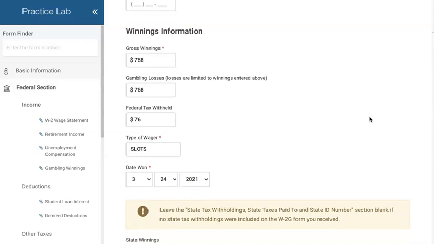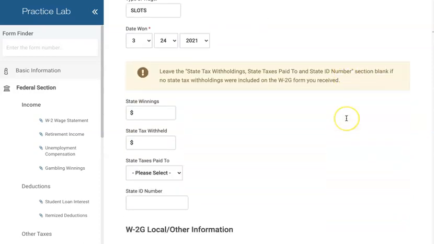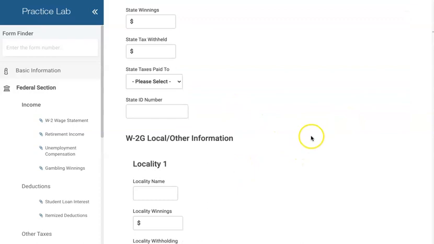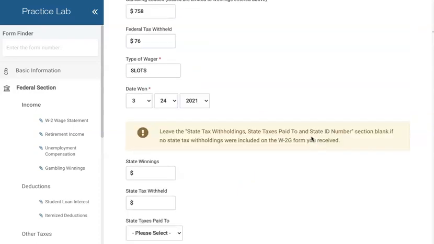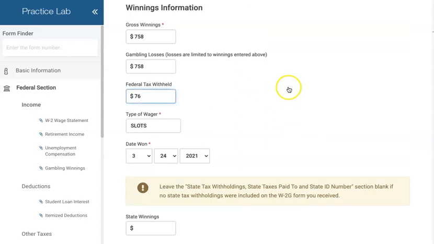Federal tax withheld, that's very easy to miss, so don't miss it. Type of slots. There's a lot of other information here. The state information is not needed. Locality information is not needed. You really want to focus on things that are required, that's the red asterisk, or things that make a difference, such as federal tax withheld.